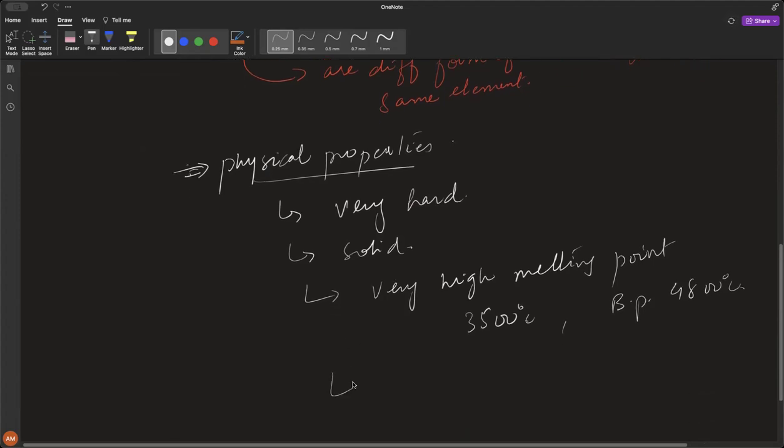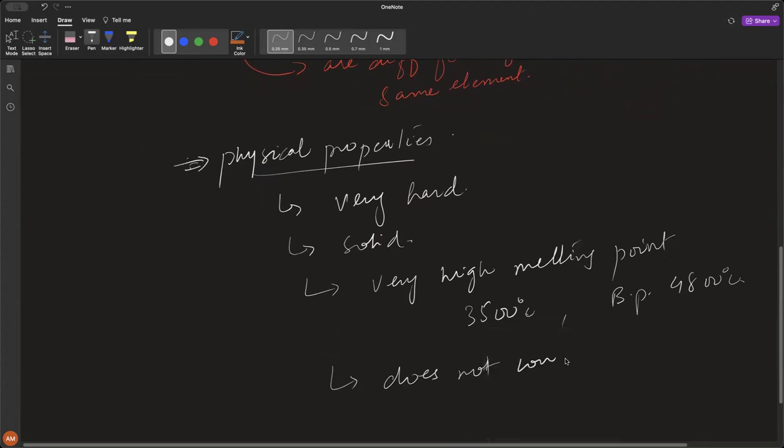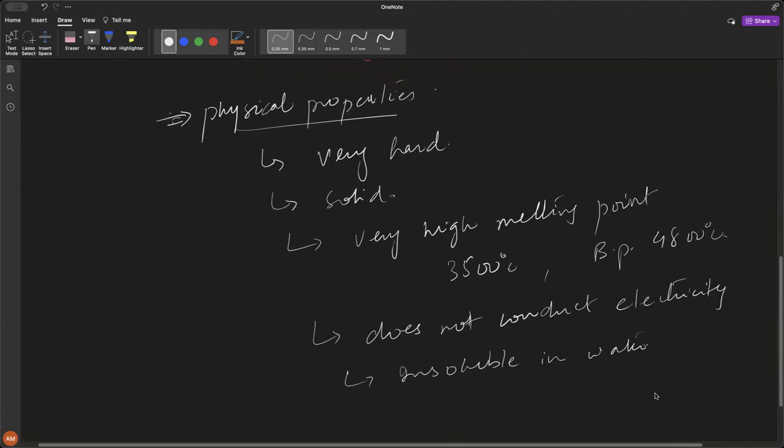Physical properties: it does not conduct electricity, right? Insoluble in water. You get it? Very hard substance, cannot be scratched easily. You cannot scratch it. Actually, it makes the drill bits of many drilling machines. Are you getting this point, everyone?